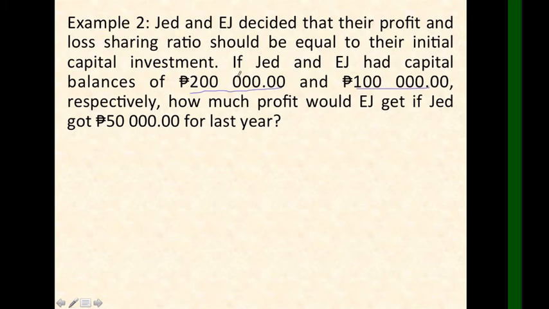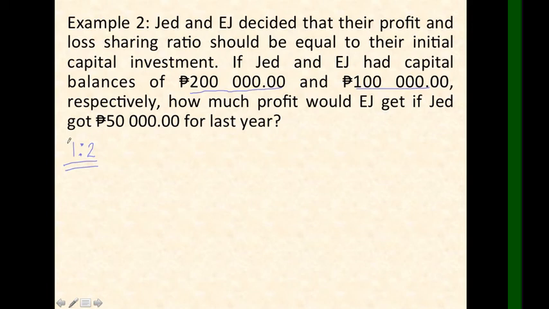So based from this, alam ko na kung ano ang ratio nila. Ang ratio nila ng kanilang pinag-usapan is 1:2. Dapat kasi, ang sinulat ko dapat is 2:1, kasi mas mataas si Jed kay EJ. Or, pwede namang 1:2. Sige, let's say, 2 is for Jed and 1 is for EJ. Now, how much profit would EJ get if Jed got 50,000 last year?